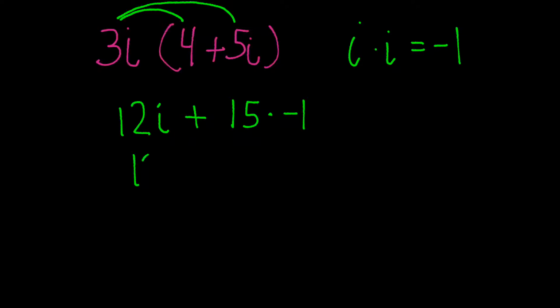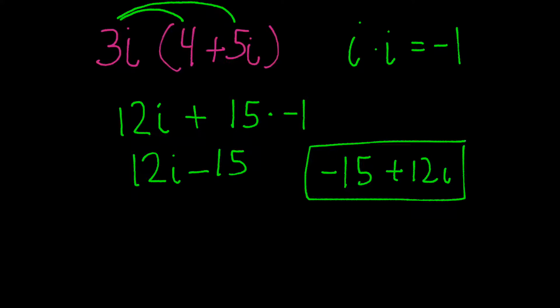So this is actually not just going to be 15, it's going to be 15 times negative 1, or 12i minus 15. And if you really want to put it into the general format, we have to switch the numbers around, so our final answer is negative 15 plus 12i. And there we have multiplied a quantity by an imaginary number. Now, let's see what happens when we have two quantities that are multiplying each other.